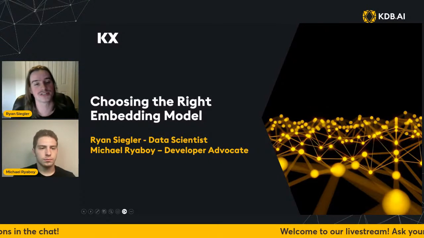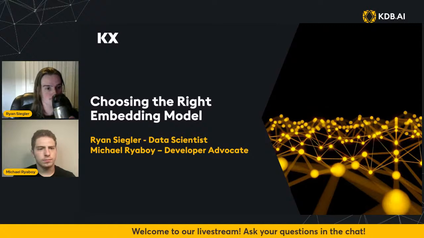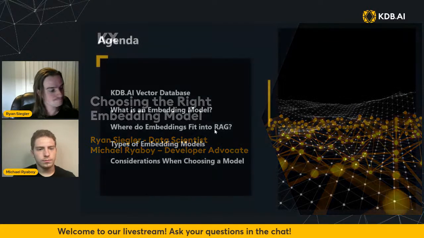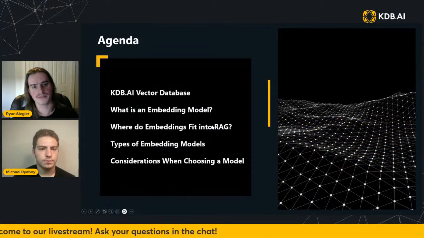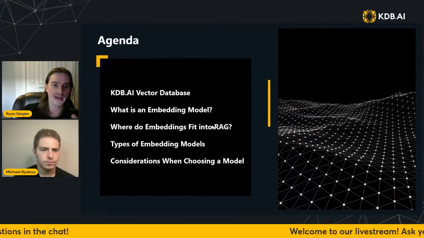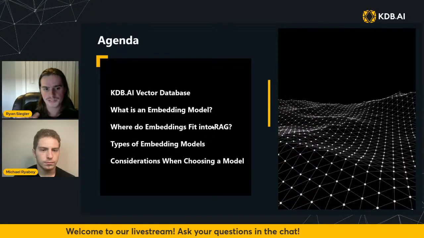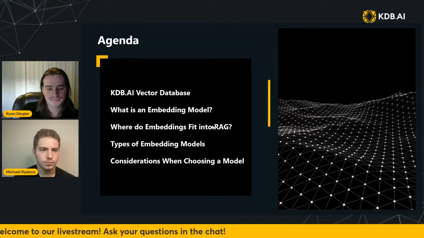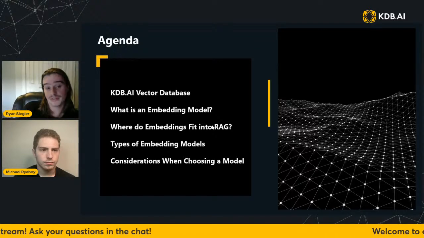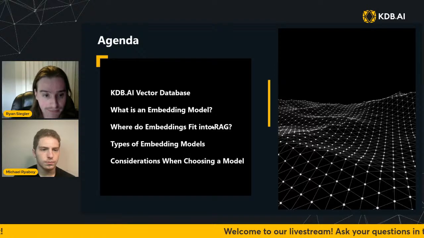All right, so let's get started with the feature session. How do you choose the right embedding model? The agenda for the day: first off, we're going to do a quick overview of vector databases, and then it's going to fit right into how the embedding model plays in the vector database space. What is an embedding model? Where do these embedding models fit within vector databases and within the entire retrieval augmented generation pipeline?